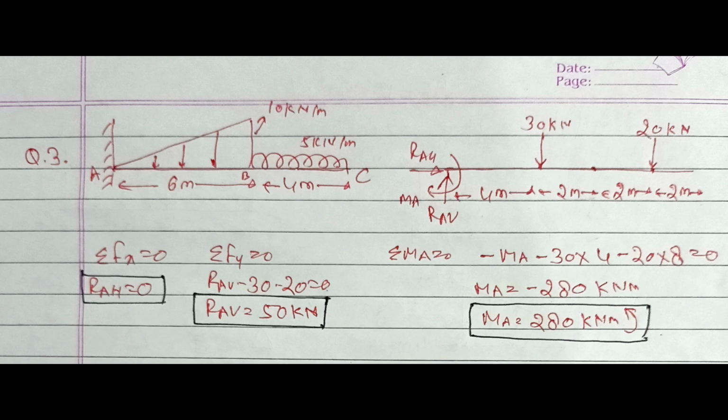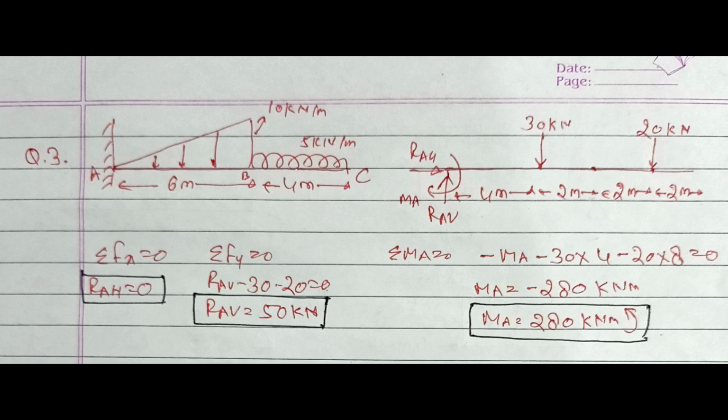Now we will convert the loads into point loads. So 10 kilonewton per meter UVL acting over 6 meter, total load will be 1 by 2 into 10 into 6, that is 30 kilonewton. It will act at 2/3 of 6 from point A, that is at 4 meter from point A, and at 2 meter from point B. Similarly, UDL will be 5 into 4, that is 20 kilonewton, and it will act at half of 4, that is at 2 meter from B and 2 meter from C.